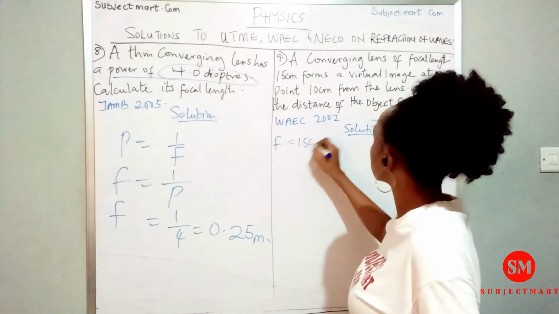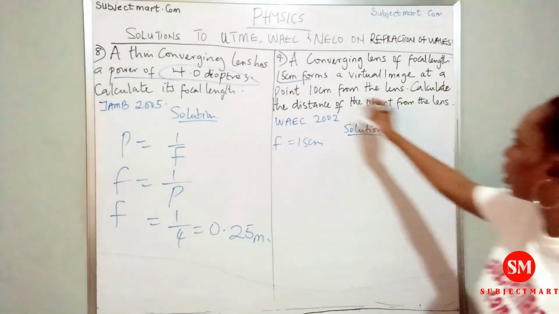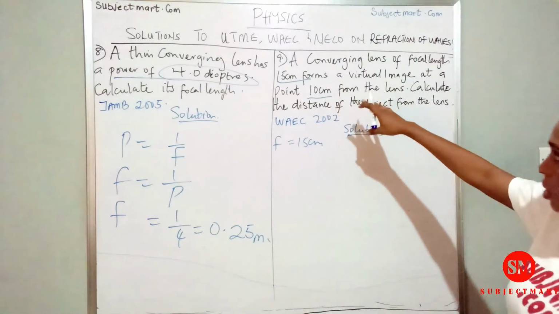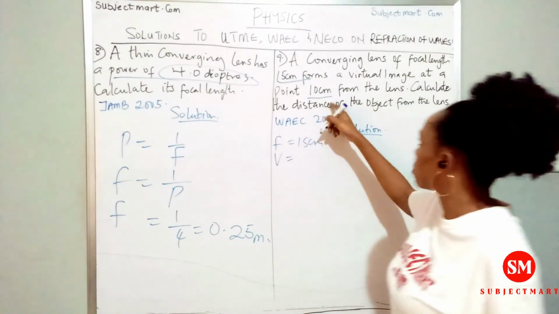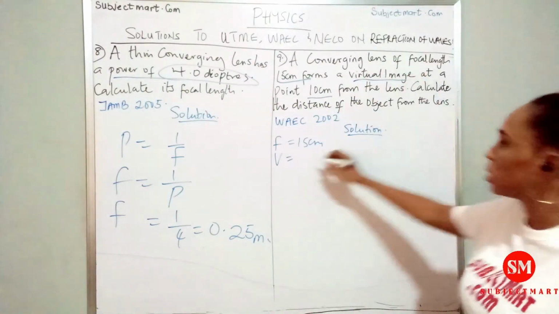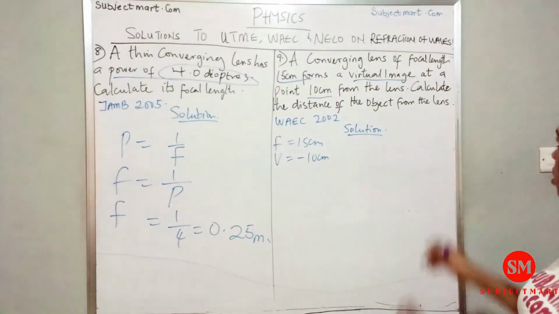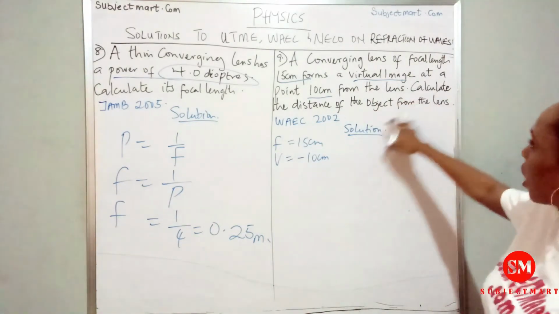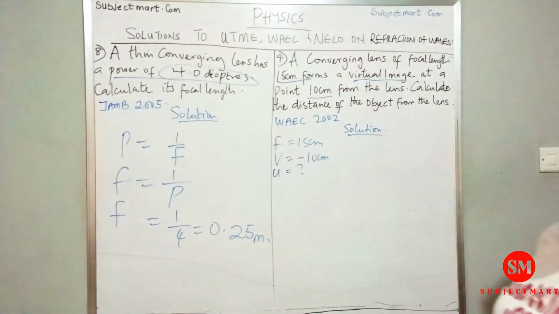Now the next question says the converging lens of focal length 15 centimeters forms a virtual image at a point 10 centimeters. Now because this is the image distance, V is 10 centimeters, but because it is a virtual image, it's going to be negative. Virtual image is negative for a converging lens. Now calculate the object distance. We are asked to find U.